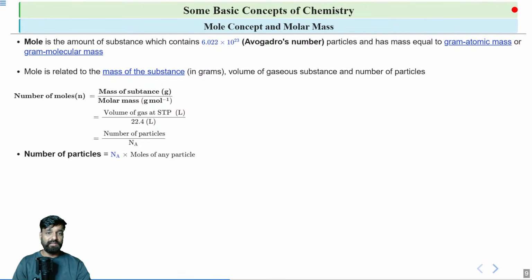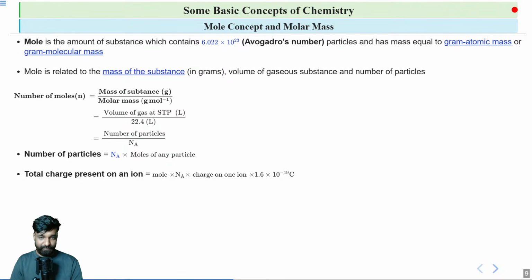Now moving on further, if you just reuse this formula or just cross multiply it, the number of particles would be Na into moles of any particle. So this is just the reverse of what we have seen. Now next, an important part.